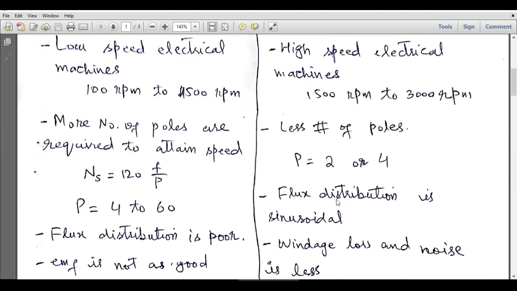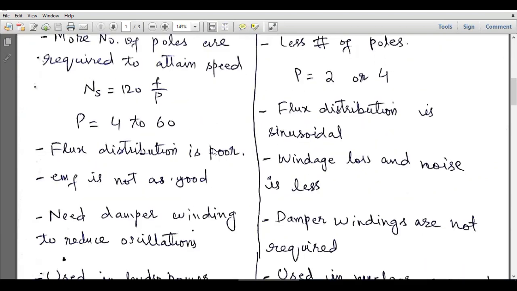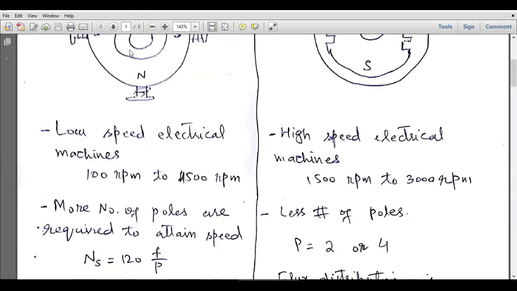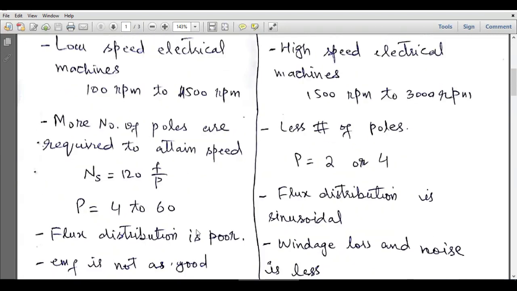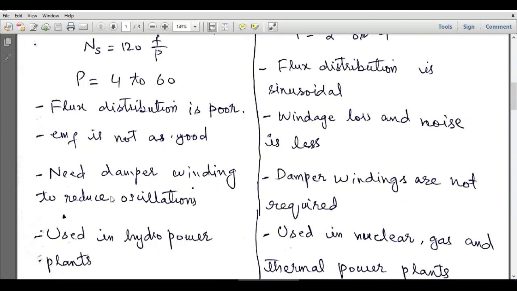And flux distribution is sinusoidal in a cylindrical rotor type synchronous machine. Here, in the salient pole machine, flux distribution is poor, it is not sinusoidal, and there will be harmonics in the obtained voltage if we are running this machine as a generator. So when these machines are running as generators, the cylindrical rotor will produce sinusoidal EMF and the salient pole will produce non-sinusoidal or distorted EMF. And a salient pole rotor type synchronous machine needs a damper winding to reduce the oscillations, and in a cylindrical rotor type synchronous machine, no damper windings are required.